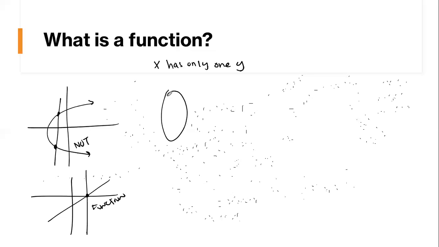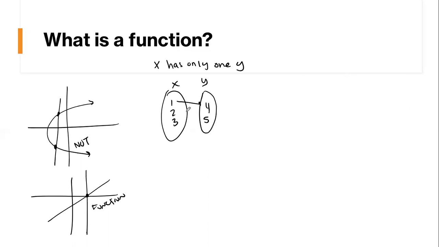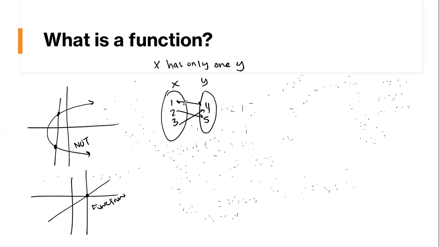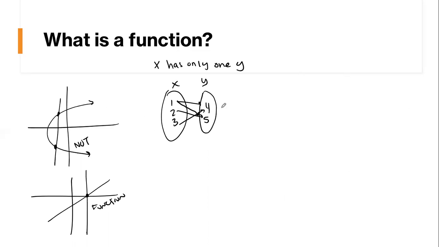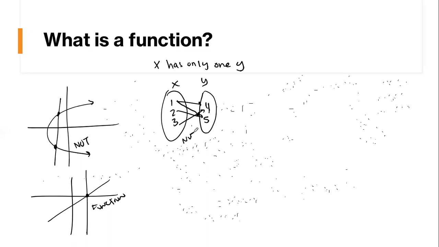On a mapping, here my x column, my y column. If every x only has one arrow coming out of it, then you know every x is faithful. It doesn't matter if they're sharing the same y value. Every x is faithful. But the moment I put another line for one of the x's, like one is with 4 and 5, x is cheating. X is not faithful. X has 2 output values. So that is not a function.